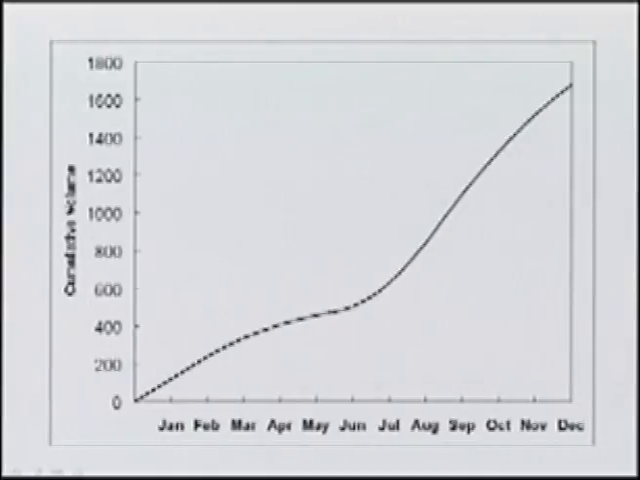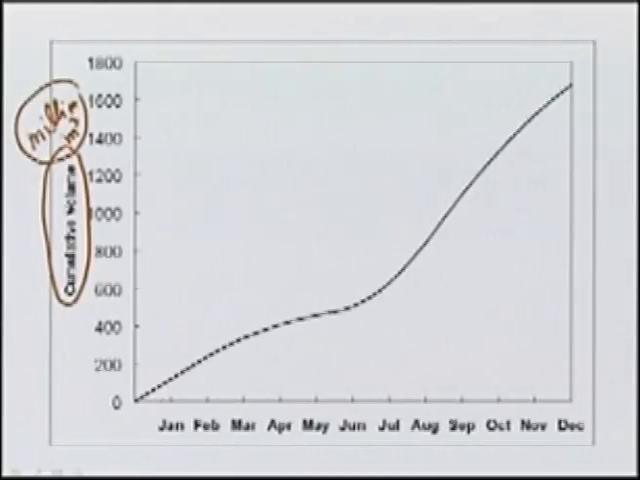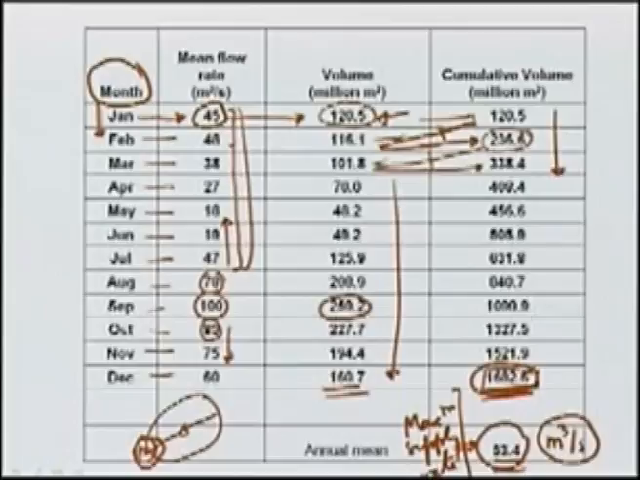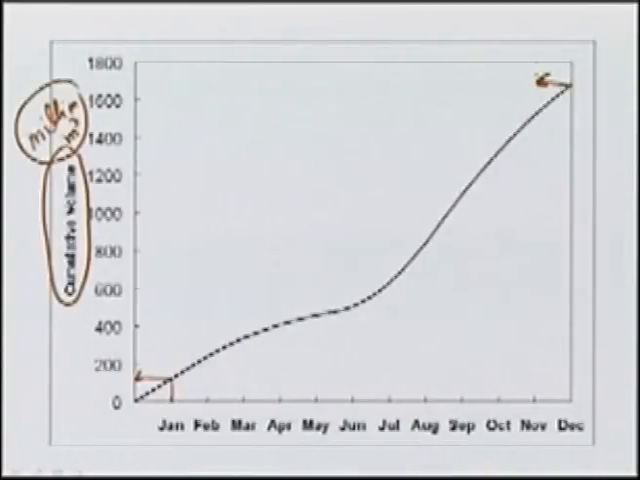This is for different months, the cumulative volume, again in million cubic meters. So, this shows for the whole year what is the accumulated volume for a certain time. In January we have so much accumulated volume, and at the end of December we have so much accumulated volume, which we have already seen as 1682.6. So, this value is 1682.6, and if we join these two points, this will give us the maximum demand which we can satisfy.